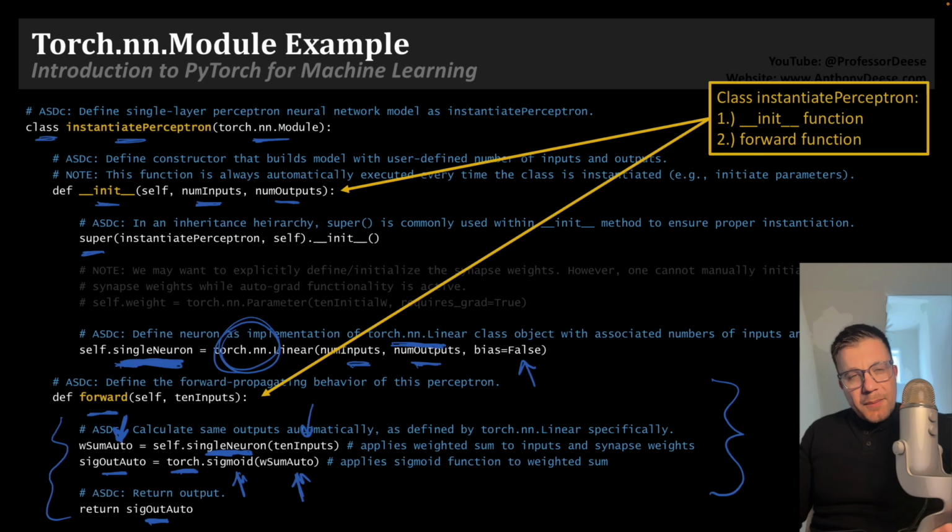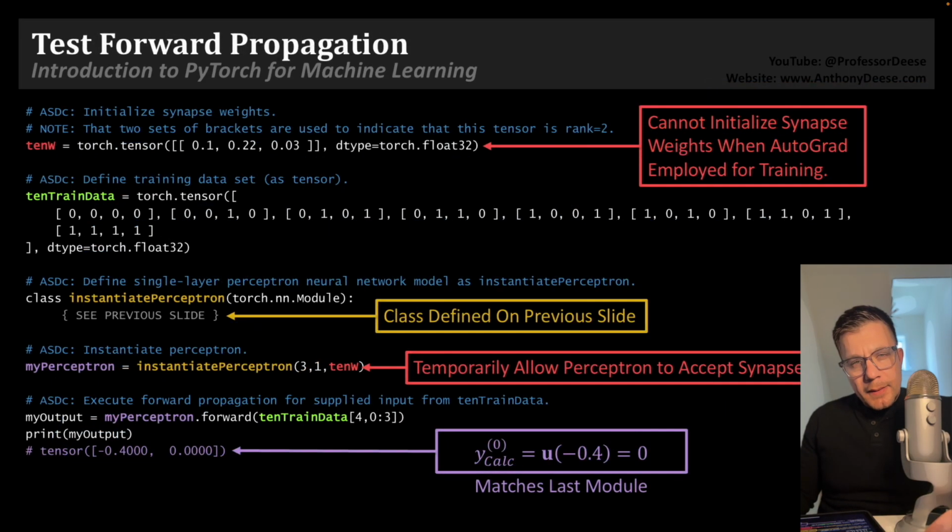So that's the best I can do to try to explain this code. I think there definitely is an element of this, as there is with any coding example, where you are going to need to look at the documentation and sort of find your own way to understand this. So now that we've defined the instantiate perceptron constructor based on the torch.nn.module class object, we can go ahead and test it.